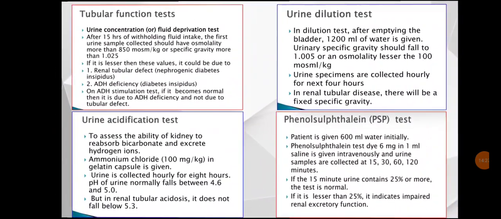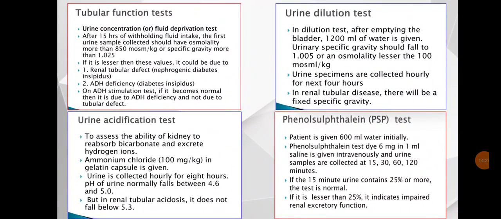The next is the tubular function test: the urine concentration, how much turbidity the urine has, or the specific gravity of the urine, also gets measured through the tubular function test. Here we can assess the hormonal influence on the urine. In the urine samples we can analyze how much hormonal release there is. That is the tubular function test.